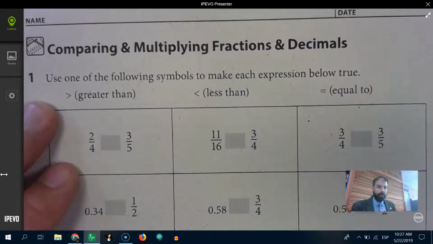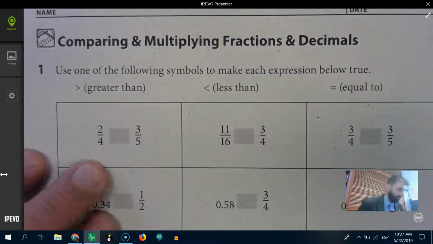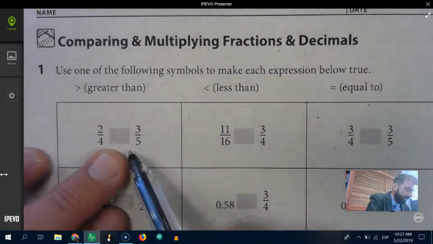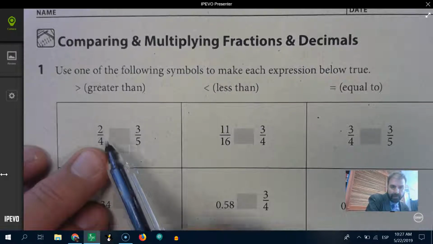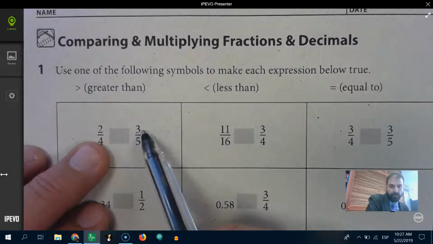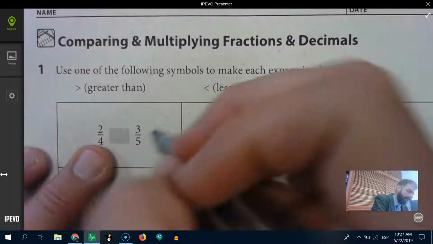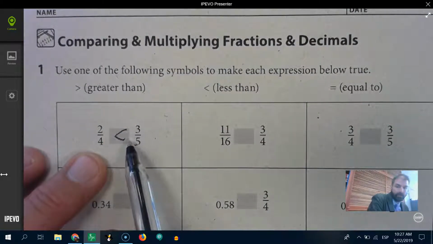Okay, so use one of the following symbols to make each expression below true: greater than, less than, equal to. So 2/4 and 3/5. I like to use my benchmark of a half here. If I write it as a decimal, I know half of 5 is 2.5 and 3 is more than that, so this has to be more than a half, so that means 2/4 is less than 3/5.